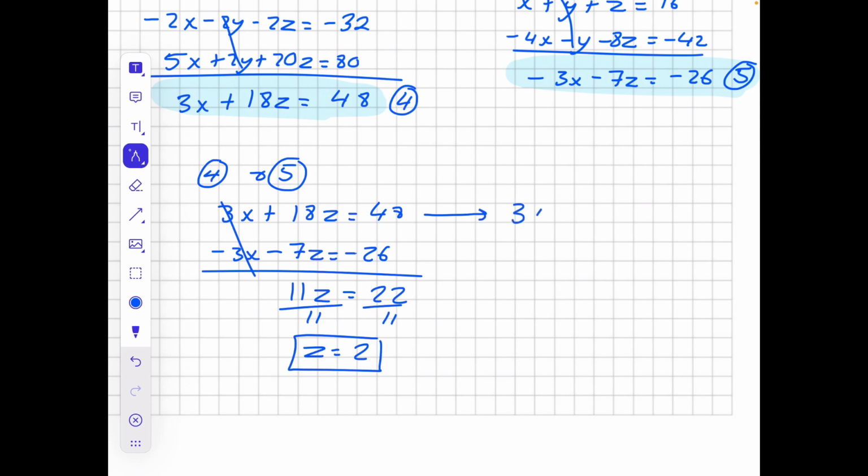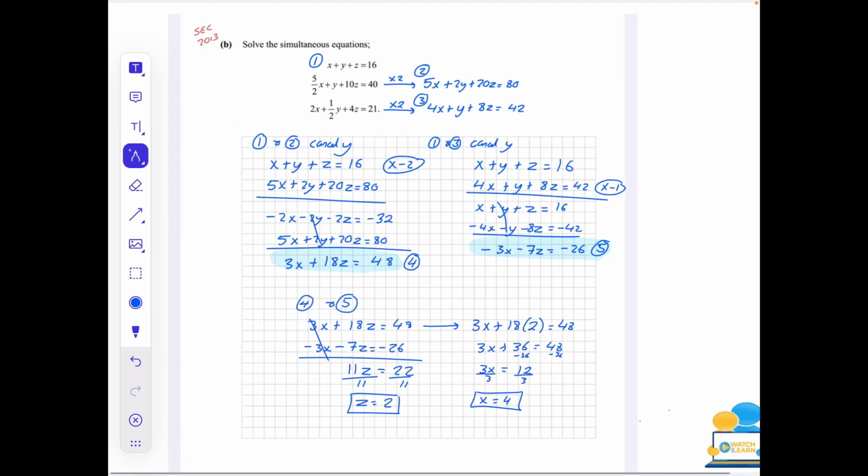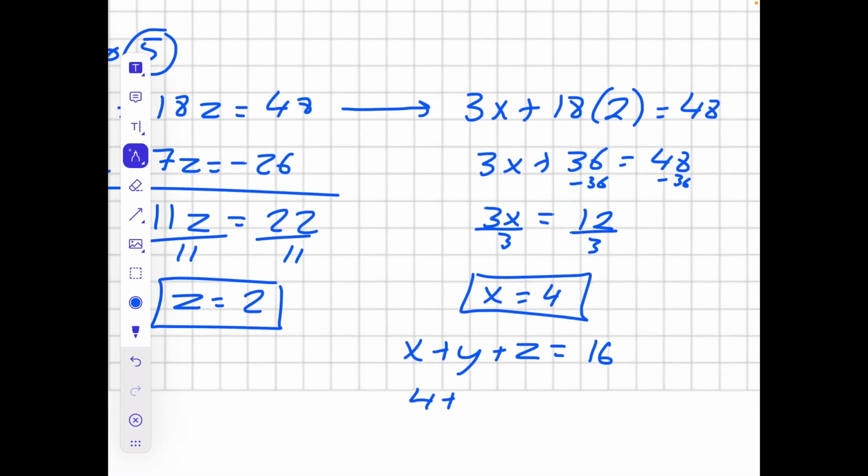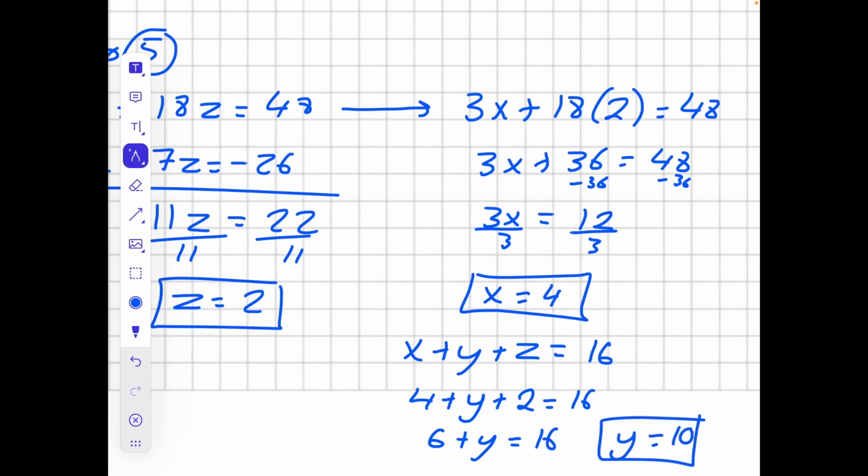Now we need to find x. What I'm going to do, I'm just going to take equation 4 and sub in what I know. So we have 3x plus 18, and instead of z I can write 2, is equal to 48. Minus 36 from both sides. We get that 3x is equal to 48 minus 36, which is 12. Divide by 3. X is equal to 4. My second answer, and now use one of your original equations. I'm going to go with 1 because it's just the most straightforward. 1 tells us that x plus y plus z is equal to 16. We know x is 4. We don't know what y is yet, but we know z is 2. So 6 plus y is equal to 16. Minus 6 from both sides, y is equal to 10.